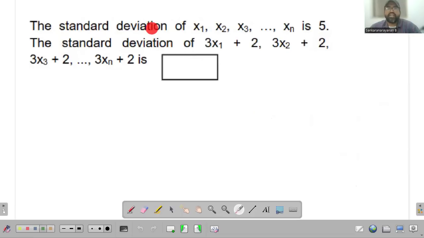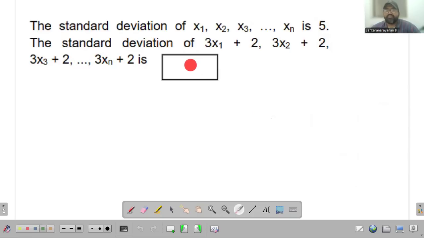You are given that the standard deviation of x1, x2, x3, x4, etc. up to xn is equal to 5. You are asked to find the standard deviation of 3 times x1 plus 2, 3 times x2 plus 2, 3 times x3 plus 2, etc., 3 times xn plus 2.